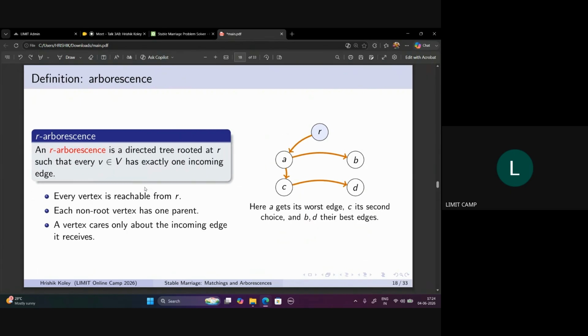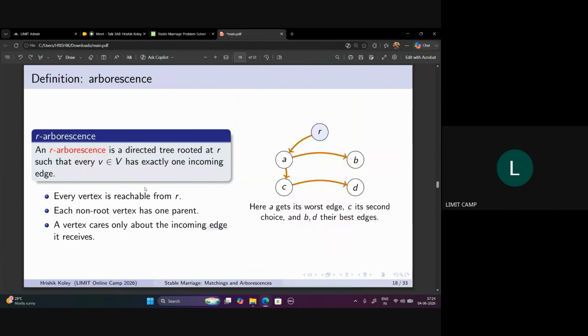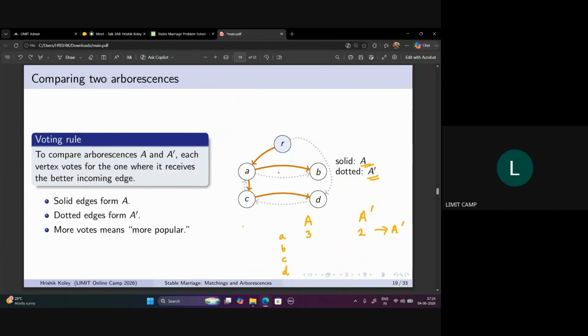For B, just mind you that there's just one edge from A to B. For the clarity of it, I had drawn a dotted edge and a solid edge, but the edge remains the same. So it does not bother B much. It can sway to any side, A or A dash. So we take that to be a neutral vote, let's say a NOTA vote.